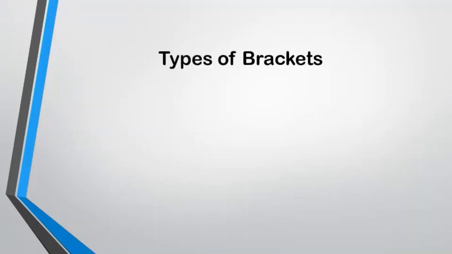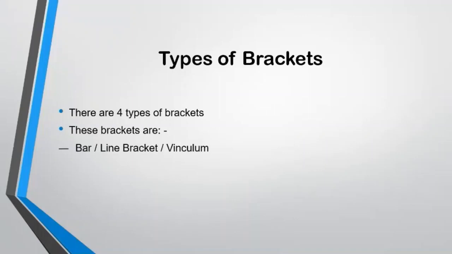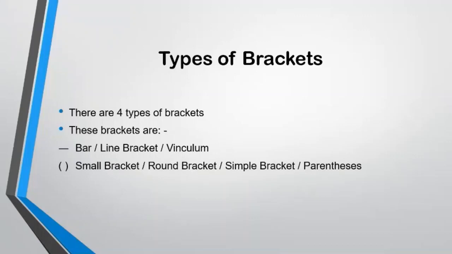Now we will learn about the types of brackets. There are actually 4 types of brackets. These are the dash brackets, which are known as the bar, line brackets, or the wing column. The small bracket, the round brackets, which are known as small brackets, round brackets, simple brackets, and are used for parentheses. The curly brackets, which are known as the curly brackets or the braces.